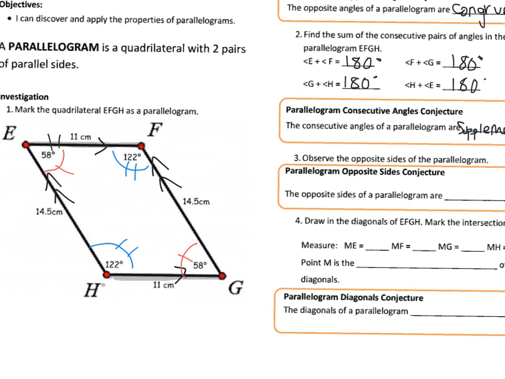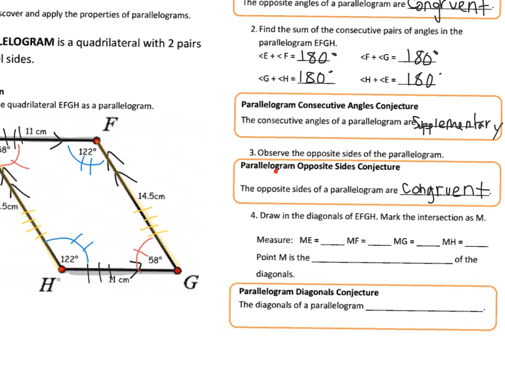So those are congruent. And then looking at the other side, this is 14.5, and this side is 14.5, so you can mark those as congruent as well by using the same number of hash marks. So the parallelogram opposite side conjecture states the opposite sides of a parallelogram are congruent.